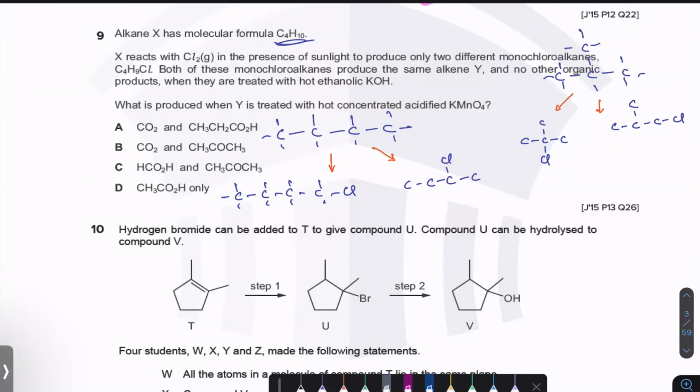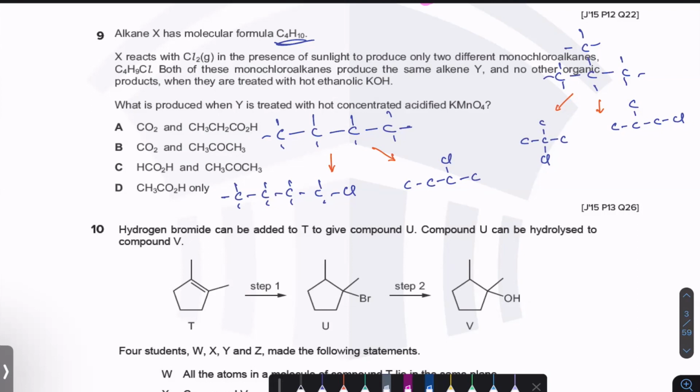आगे क्या कह रहा है वो? Both of these monochloroalkenes produce the same alkene Y. यहां पर we made a mistake. I'm sorry, I made a mistake. वो कह रहे हैं कि when I do elimination on this, I only get one organic compound.